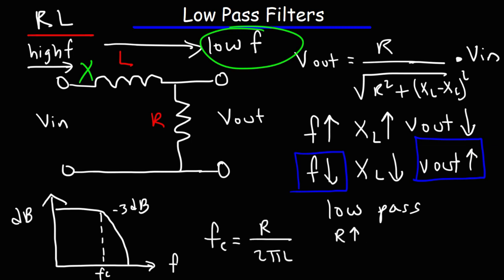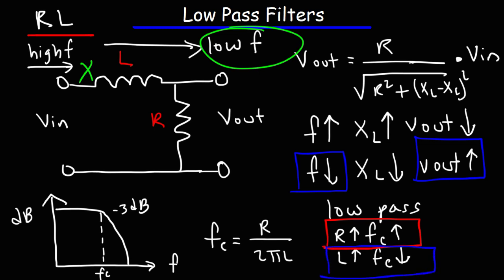So as R increases, the cutoff frequency will increase. And as L increases, the cutoff frequency will decrease. So the resistance of the circuit is directly proportional to the cutoff frequency, but the inductance of the circuit is inversely related to the cutoff frequency. So that's it for the RL low-pass filter.